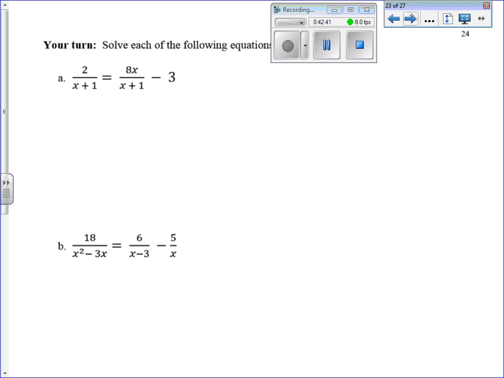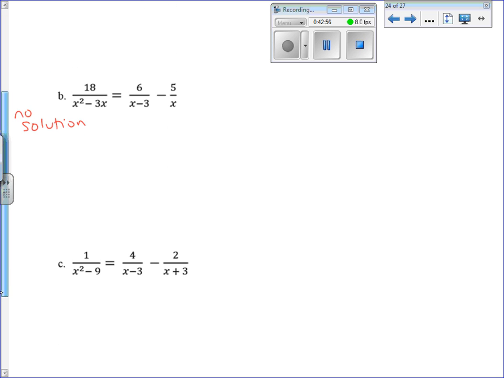Okay, so A should be x equals 1. B should be no solution. And C should be x equals negative 8.5.